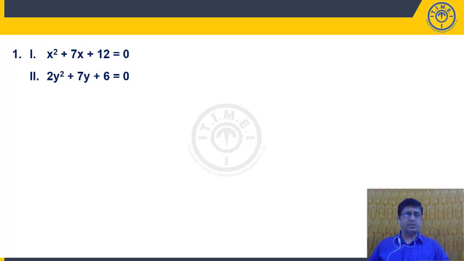If you look at the first question, what is the equation? x square plus 7x plus 12 is equal to 0. Now what about the factors here? The product is equal to 12 and the sum is equal to 7. What are the possibilities? 4 plus 3 is equal to 7 and 4 into 3 is equal to 12. Now the roots are minus 4 and minus 3, just the same numbers with opposite sign.